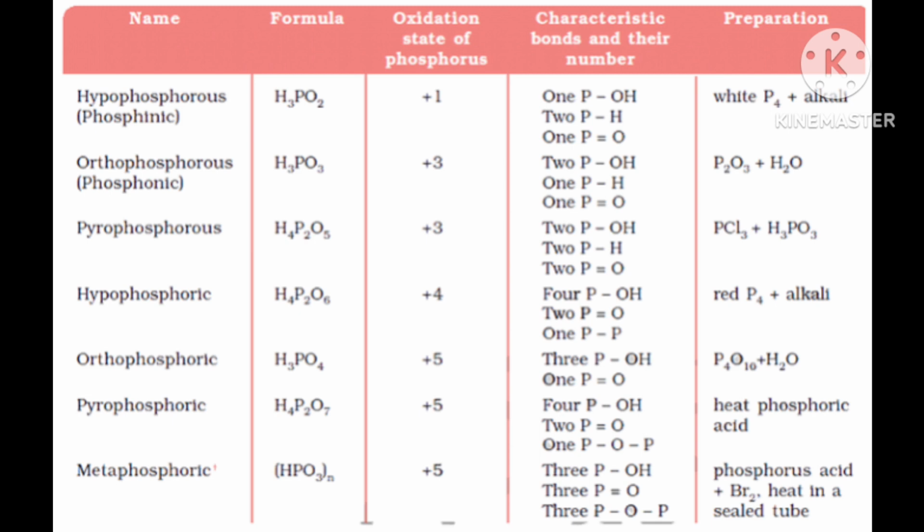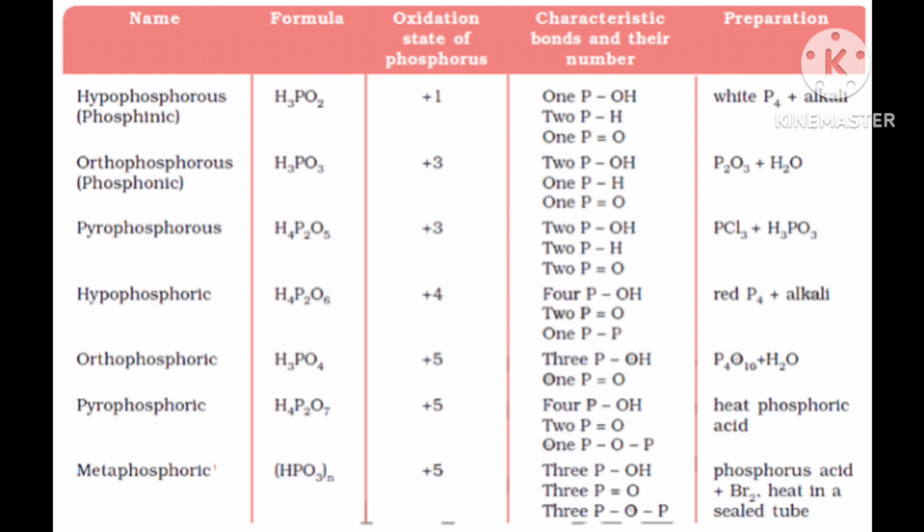Now I am telling you the other acids. After hypo, ortho is there. Hypo, ortho and pyro. These three terms you remember. Because these three will be repeated for the other three. This is the first technique for how to remember. And one term is meta. That will come in the last, with the 7th acid.